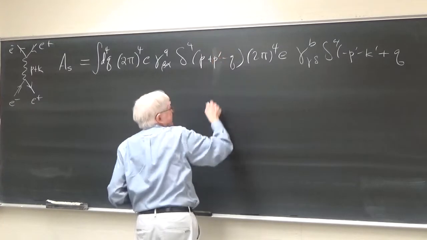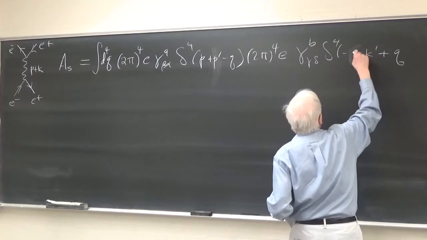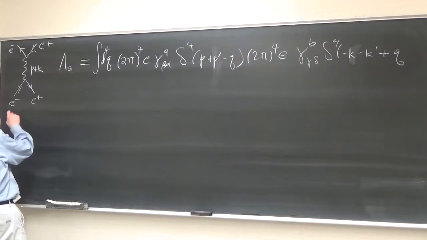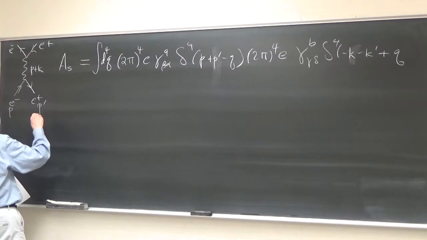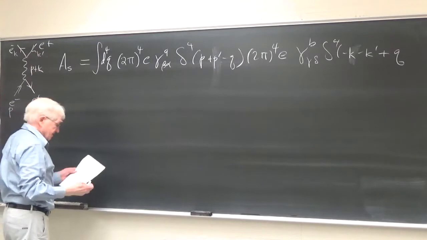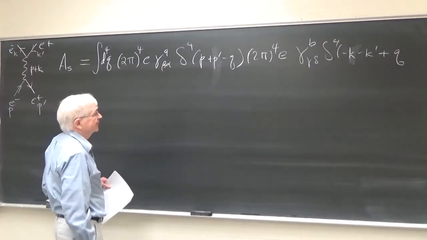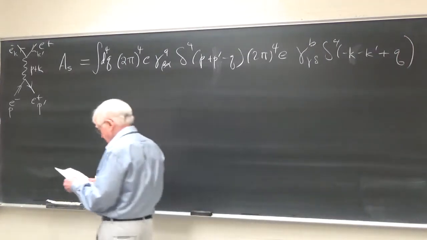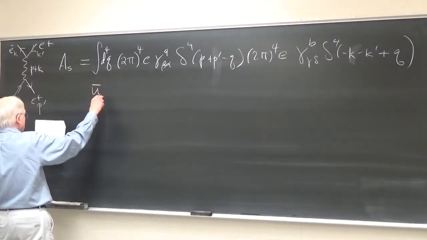So if we have the incoming ones like that, and the final ones this way, we have here P and P prime, and here K and K prime. Now that I think about it, this calculation I first did in one notation, and then I switched to the other notation. Anyway, putting in the Feynman rules, what we get is.